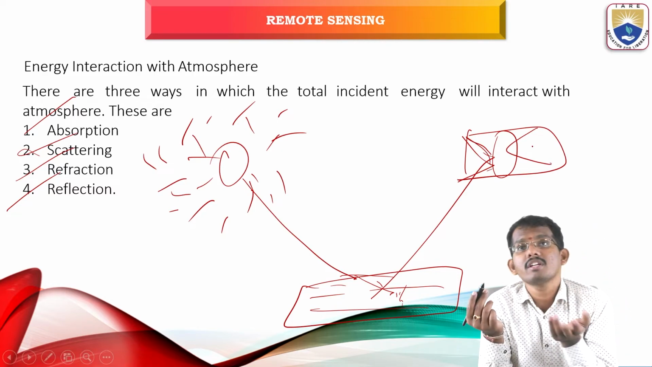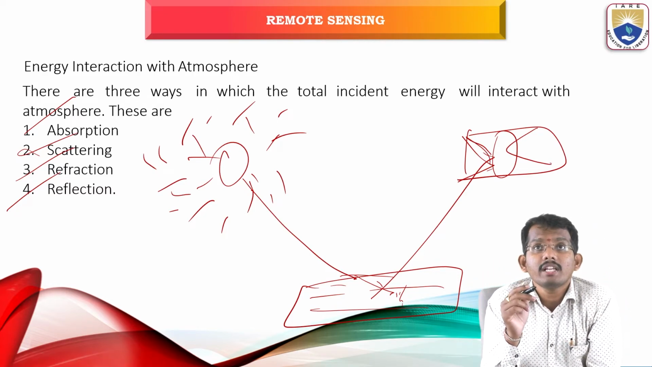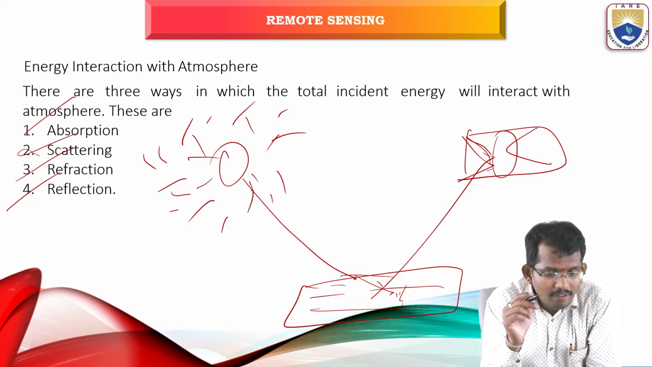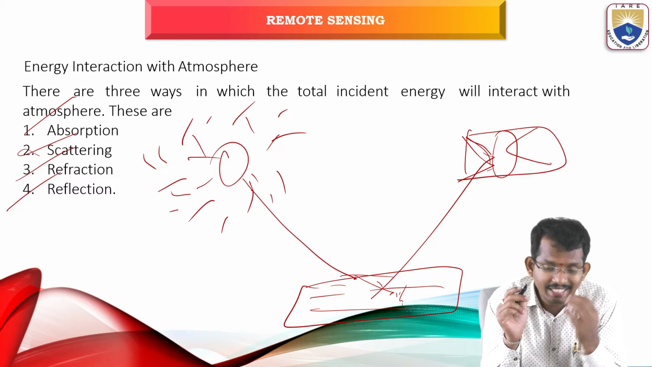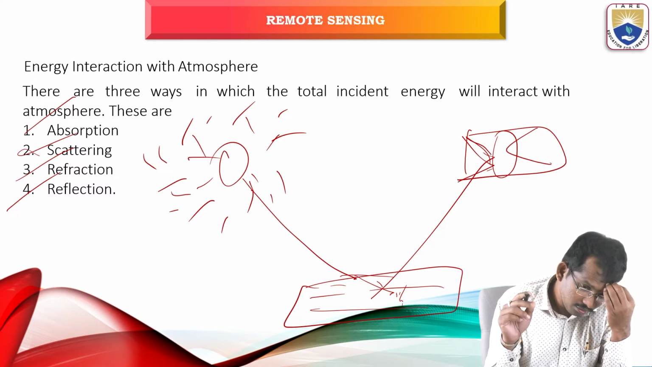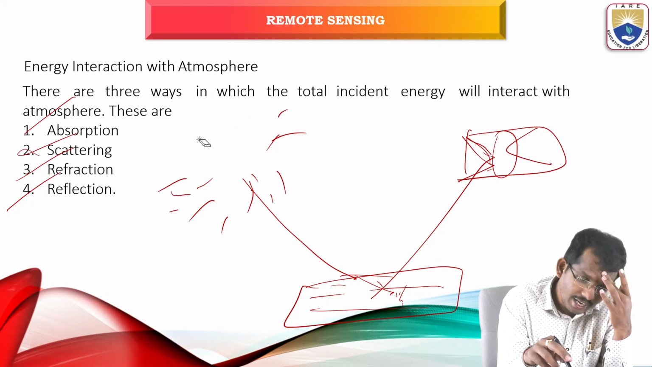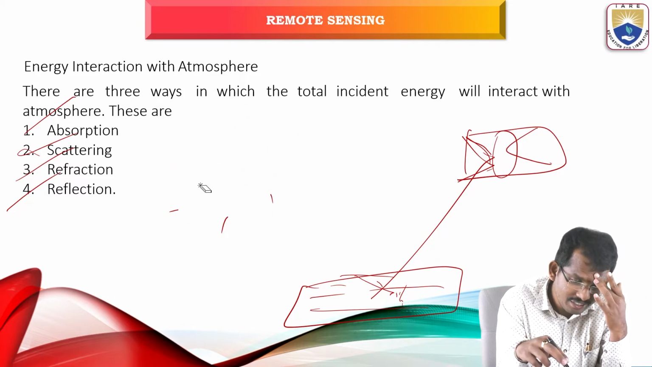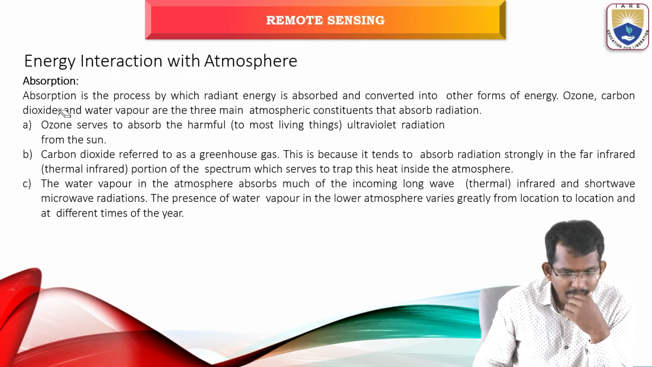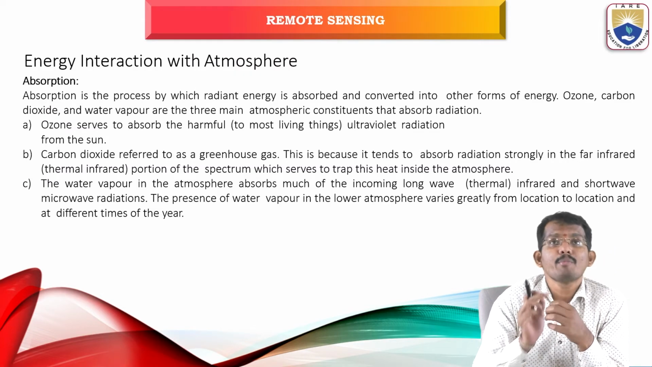Okay, it's sent back to the sensor in a satellite. So there are three ways in which the total incident energy will interact with the atmosphere: absorption, scattering, and reflection. Now let us see in detail about absorption.